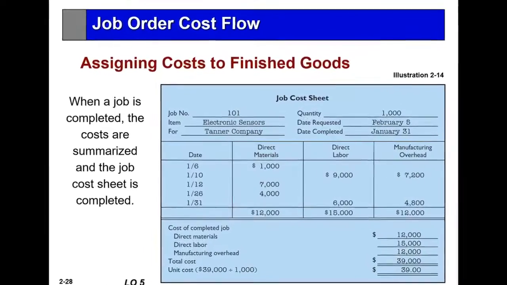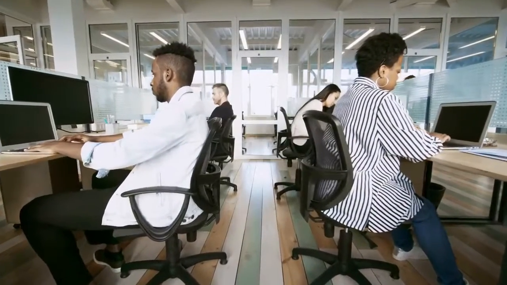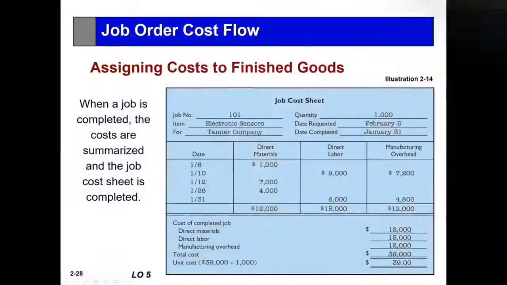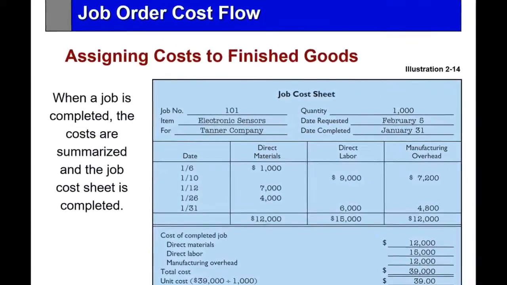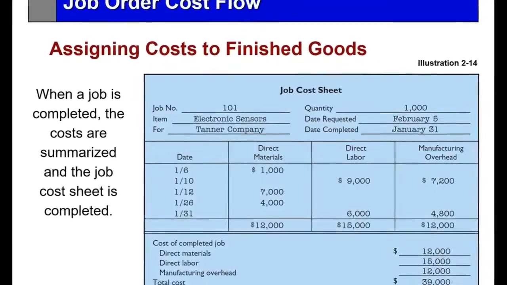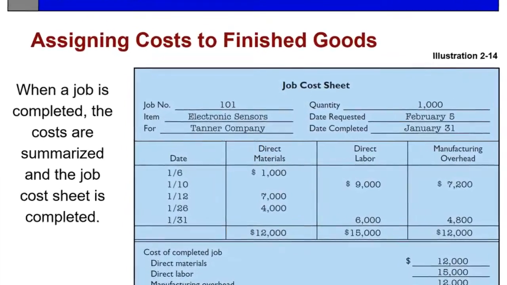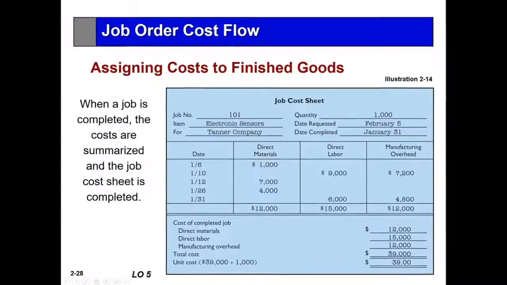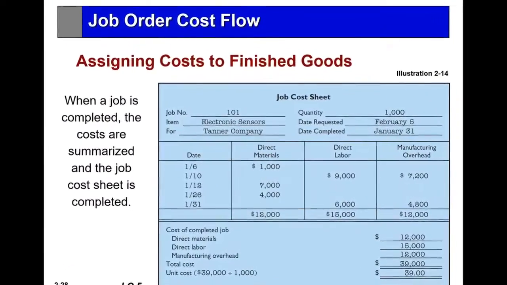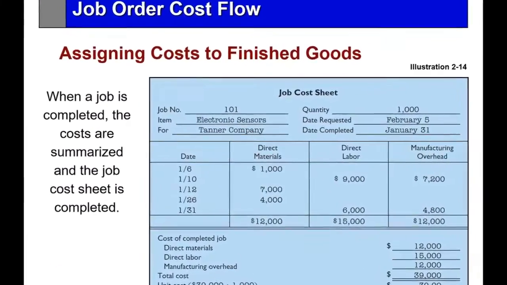Job number, you have it. And the item, a desk for the university, quantity one. Date requested, date completed. As the job was worked on, they would have added the direct materials, the person who is working on the job, and recorded their labor, and it was totaled up. Then it would go to the accountant, and the accountant would add the manufacturing overhead, and we'll get into how they do that a little bit later.